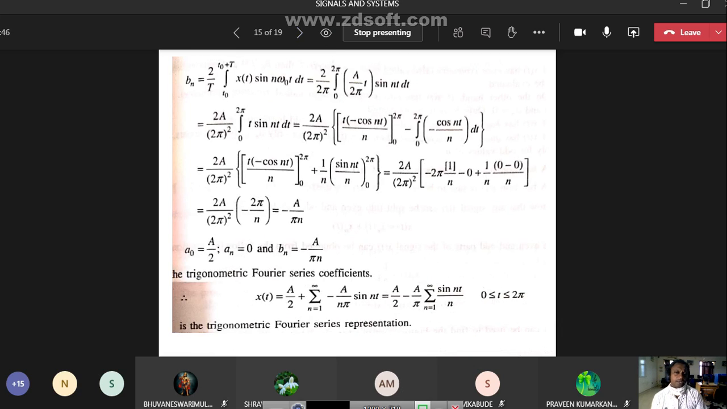Now we have to calculate bn. Okay, bn we have to calculate. So you remember that a0 is capital A by 2, an is 0. Now we have to calculate bn.